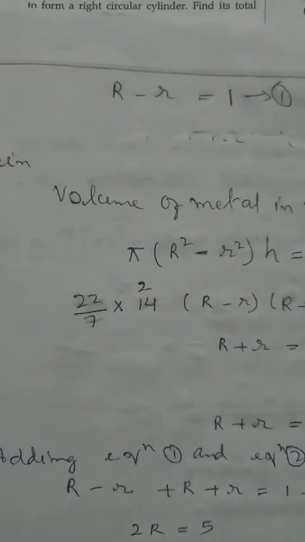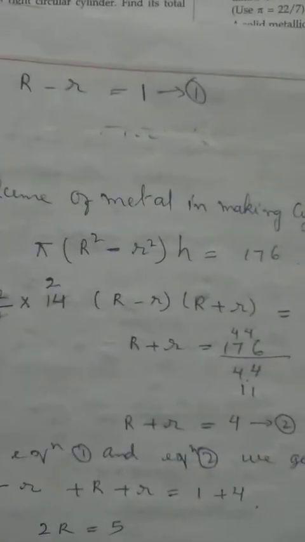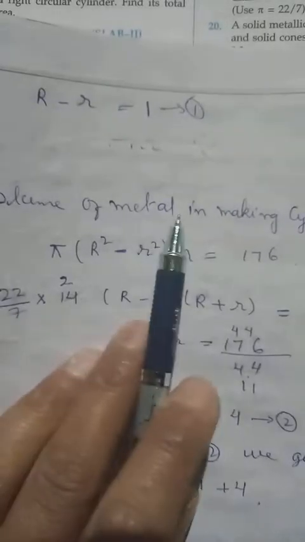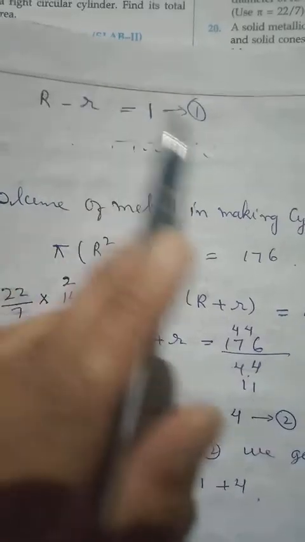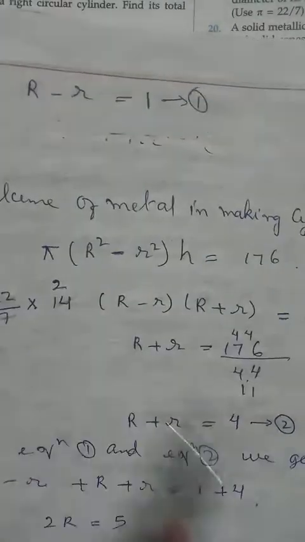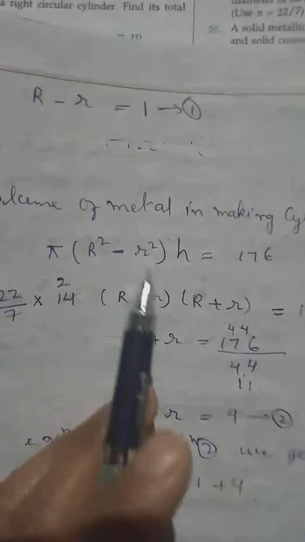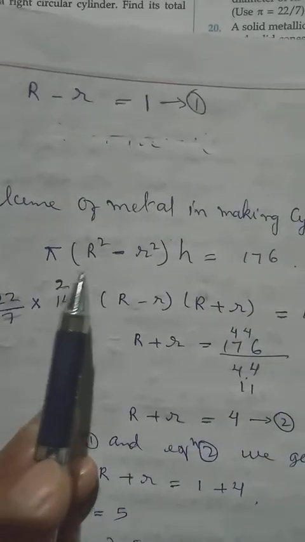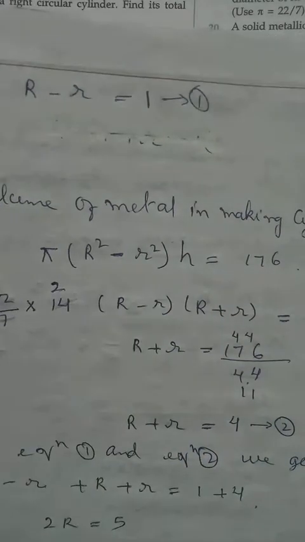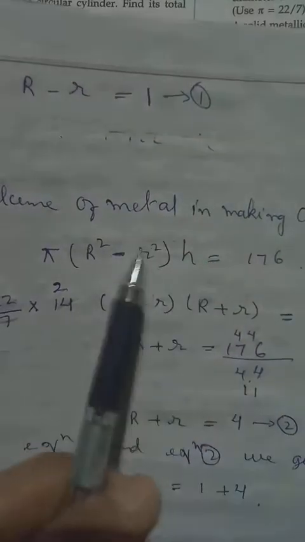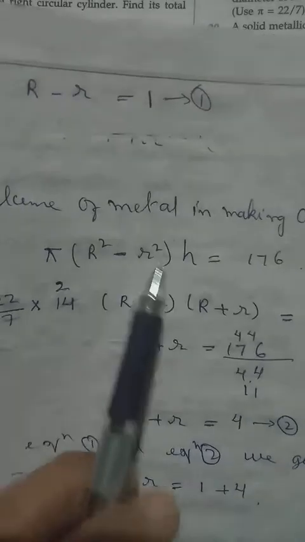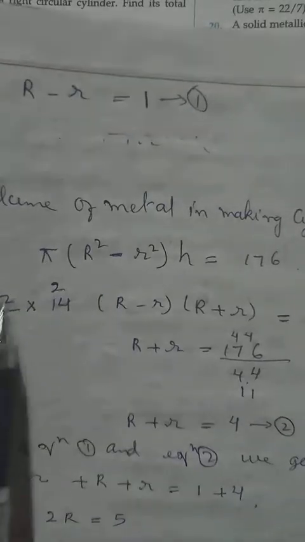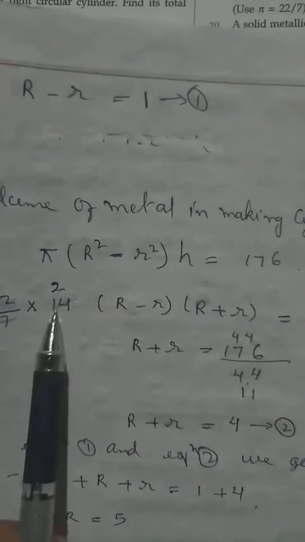Then again we have the volume of the metal used in making that cylinder, equal to 176. Remember the cylinder is hollow, so there is something which we already took out, and that we have to subtract. The volume of a cylinder is pi r square h, but we have to remove the inner cylinder, so we subtract small r square. Still equal to 176. Then pi is 22 by 7, h is 14.